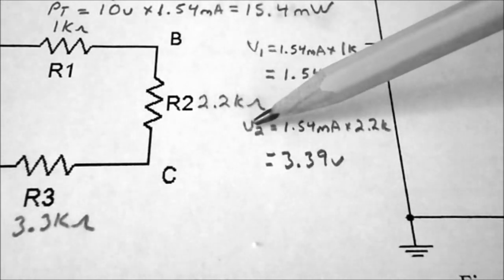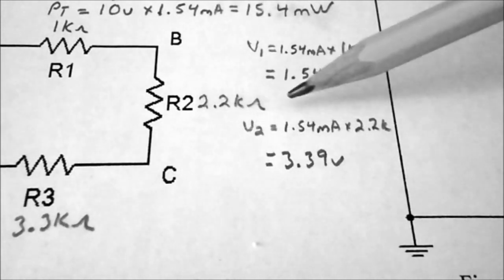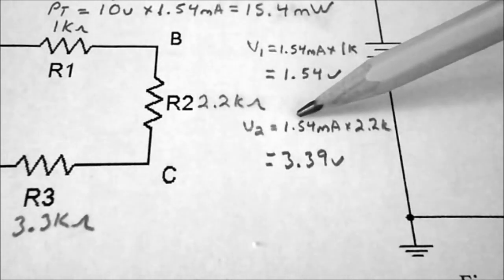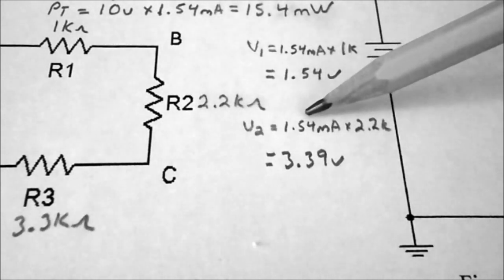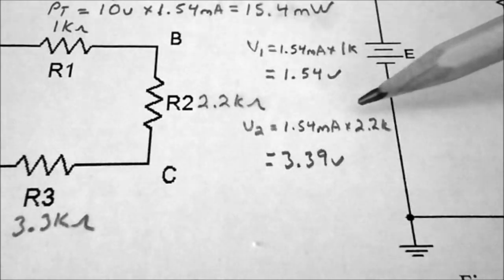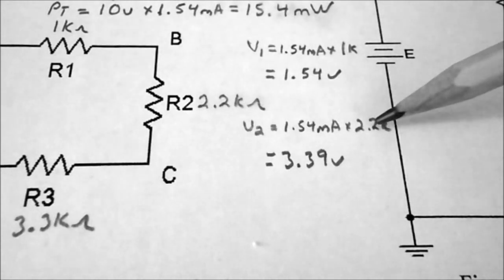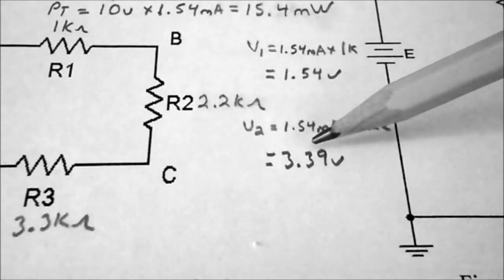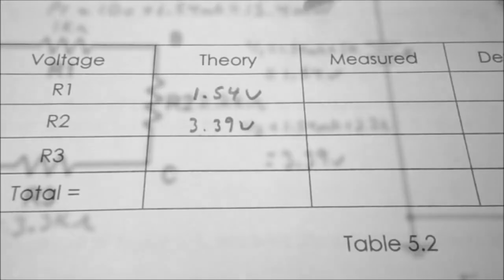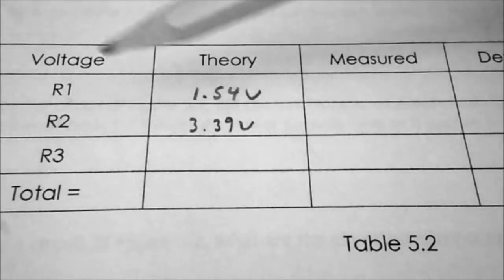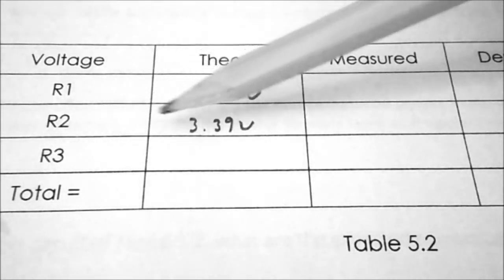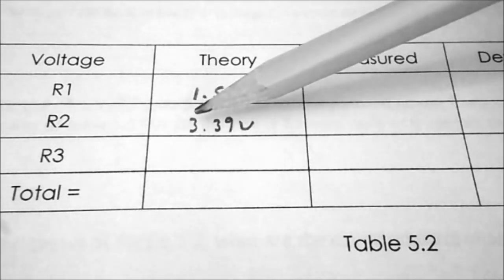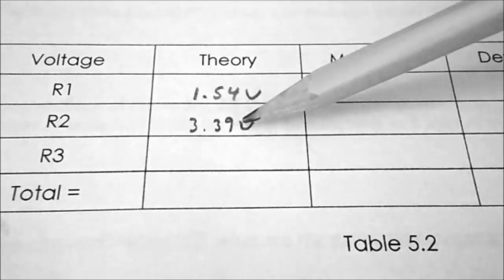So the voltage drop across R2 is going to be equal to the current through I2, which is the total current in a series circuit, 1.54 milliamps, times R2, which is 2.2K, so V2 is equal to 3.39 volts. So in table 5.2, under voltage for R2, the theoretical value will be recorded as 3.39 volts.